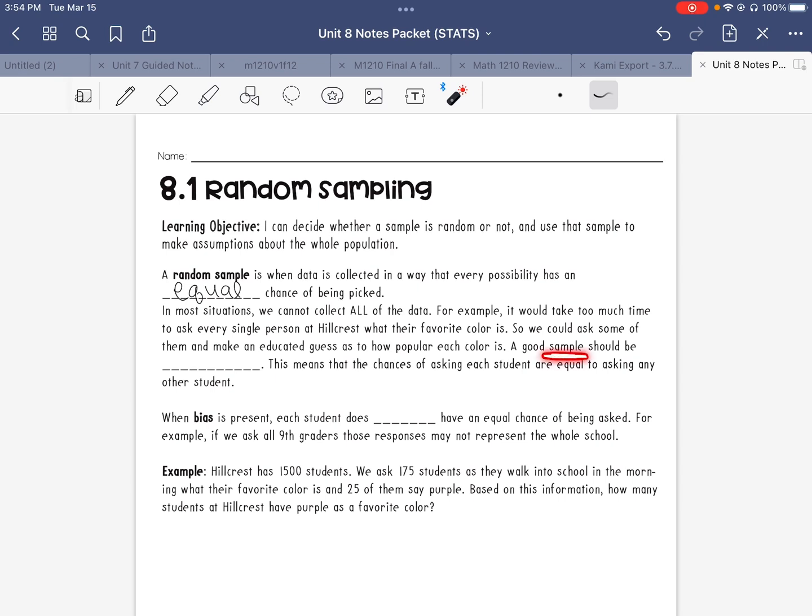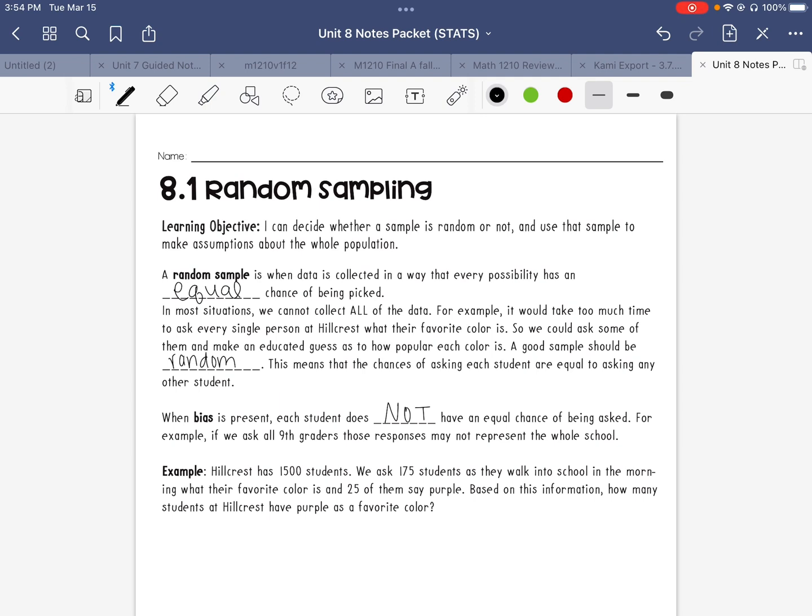So a good sample should be random. That would mean that the chances of asking each student are equal to asking any other student. The reason we want to make sure of that is because we want to avoid bias. When bias is present, each student does not have an equal chance of being selected and asked that question. For example, if you went into a classroom and asked just one classroom, but that one classroom was all ninth graders, that may not represent the whole school.